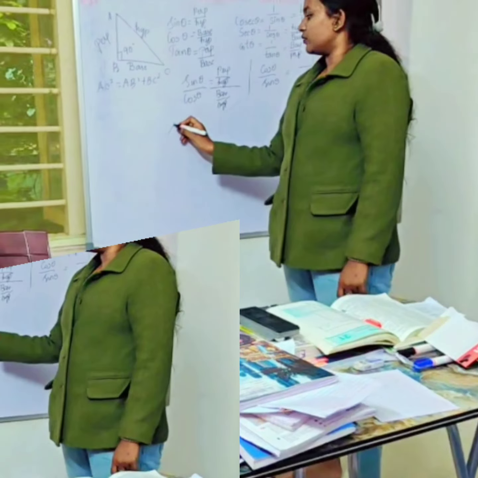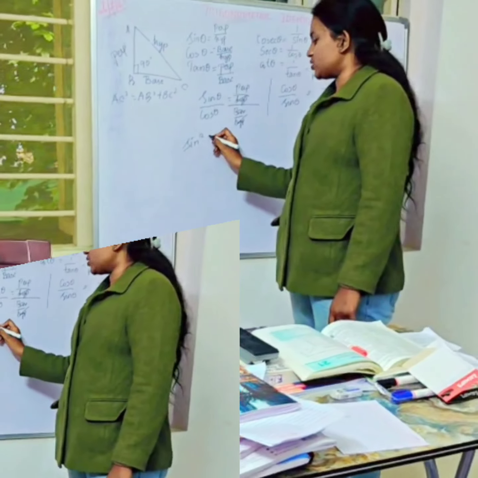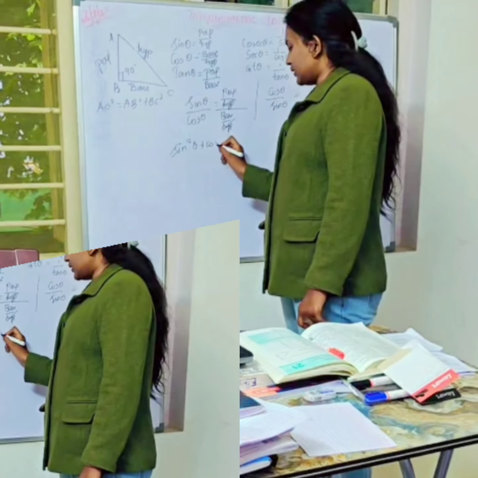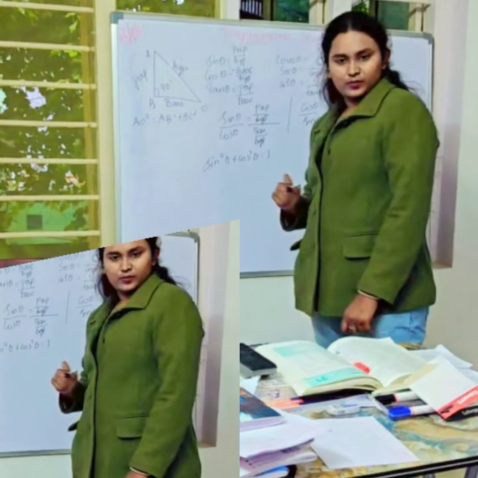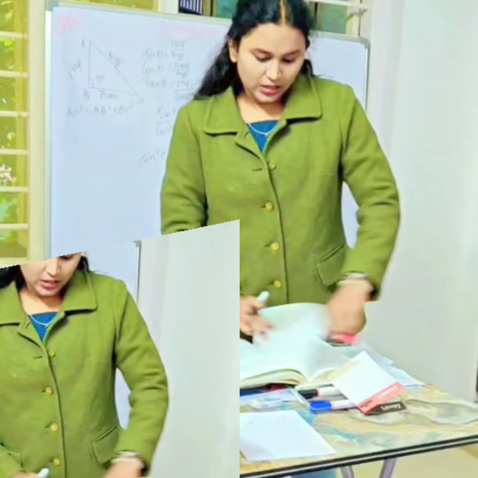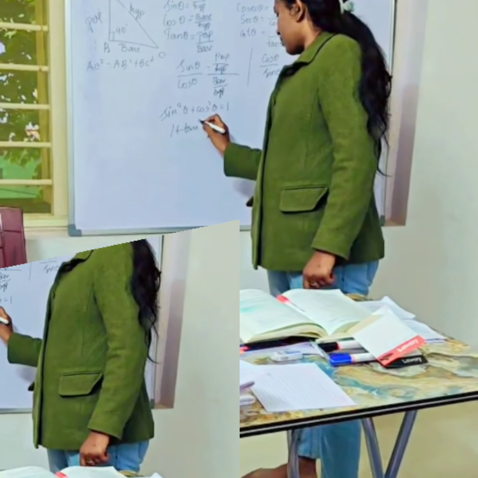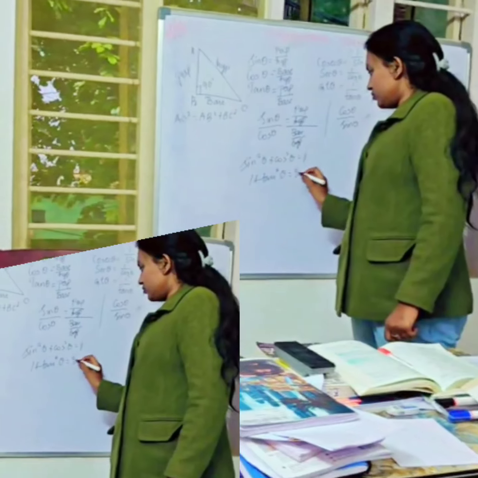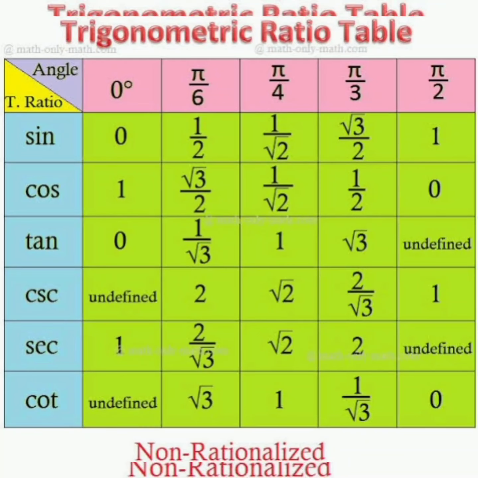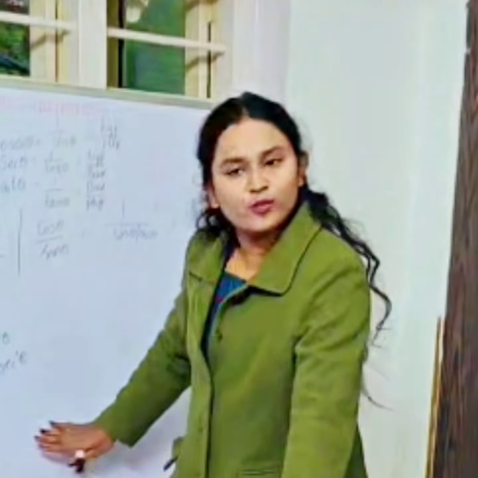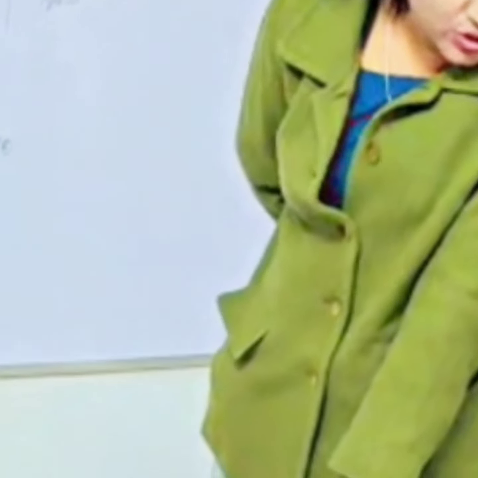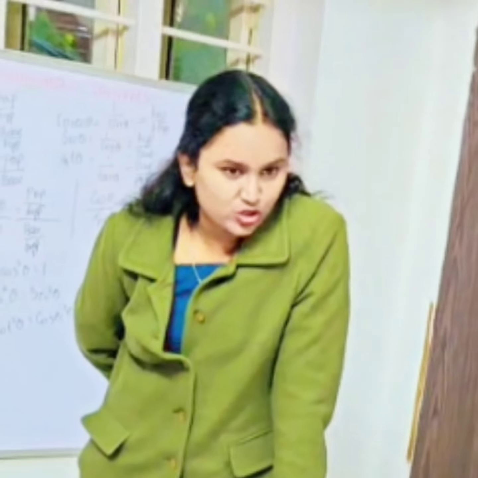And then you have sin square theta plus cos square theta is equal to 1. This is your first identity. After that, you have 1 plus tan square theta is equal to sec square theta. These are the basic three formulas which you have in trigonometric ratios. Now the remaining things you guys know how to do.